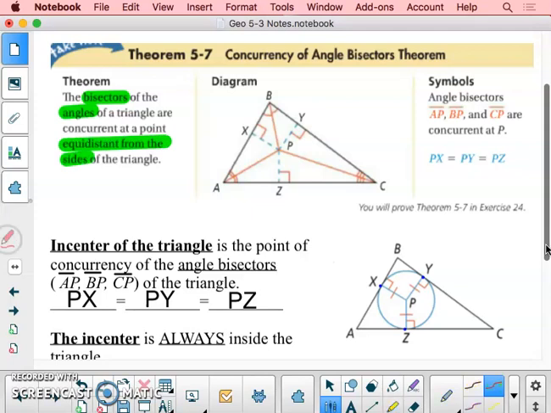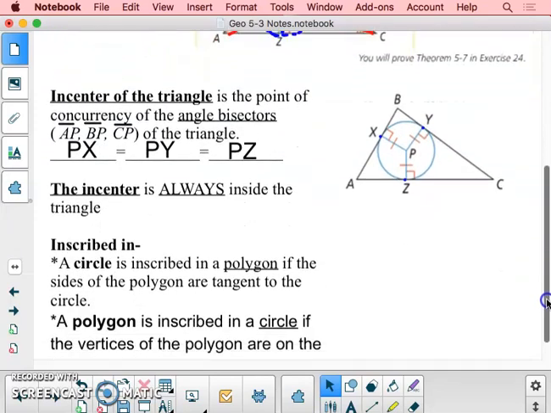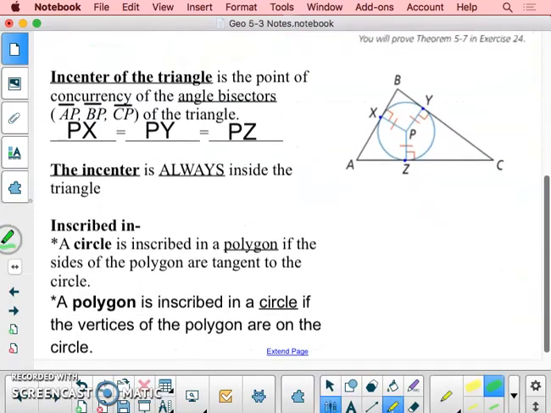The angle bisectors are drawn in red. They're cutting each angle in half. They meet at a point P that's called the incenter, and that incenter is the same perpendicular distance from all three sides, which means I could draw a circle that fits perfectly inside the triangle, which we would call inscribed. So the incenter of a triangle is the point of concurrency of the angle bisectors.